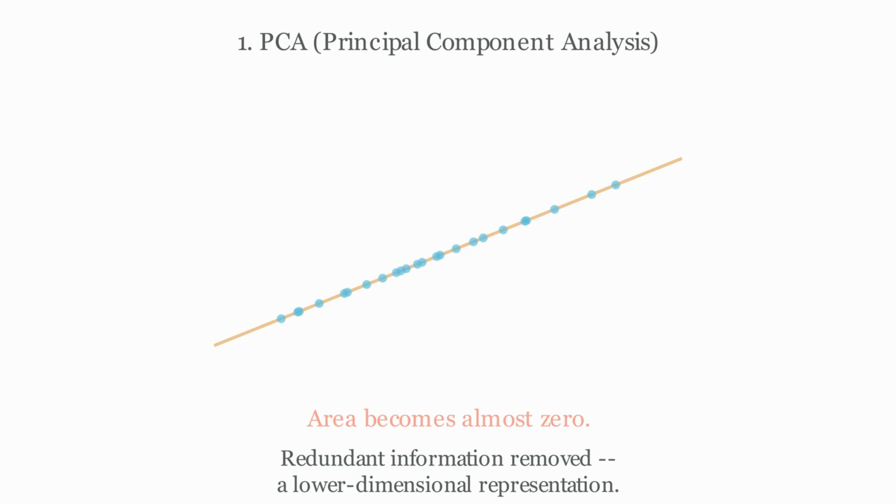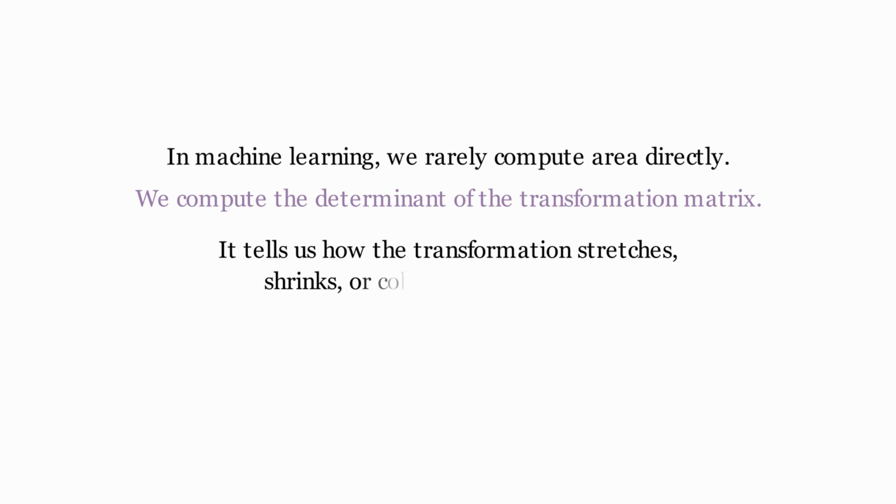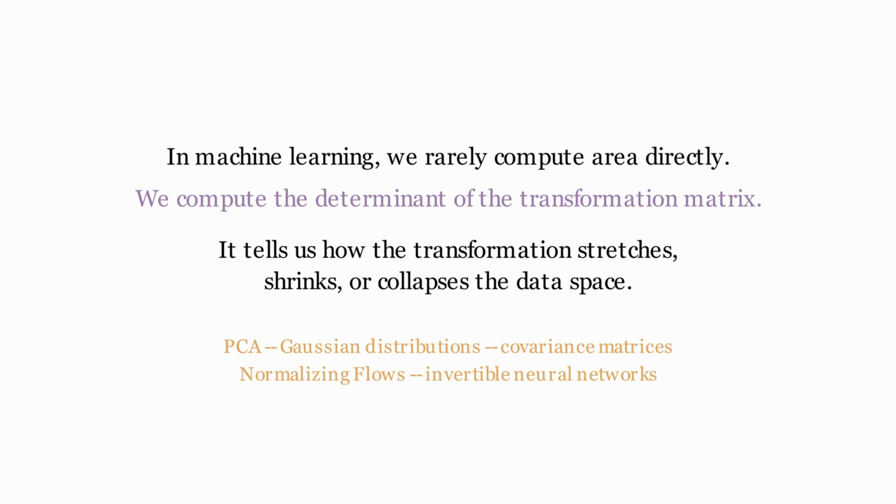So in machine learning, we rarely compute the area of transformed data directly. Instead, we compute the determinant of the transformation matrix. The determinant tells us how much the transformation stretches, shrinks, or collapses the data space. This becomes essential in PCA, Gaussian distributions, covariance matrices, normalizing flows, and invertible neural networks.